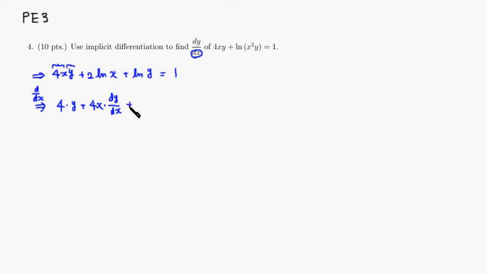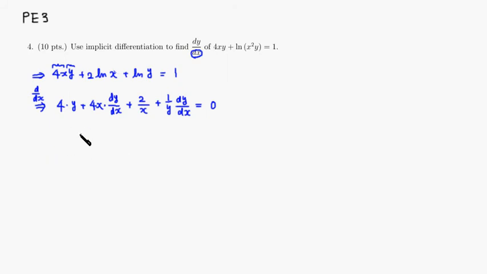Plus the 2, so it's 2, and the derivative of natural log of x is 1 over x, so we can write it as 2 over x. And the derivative of natural log of y is 1 over y, but we're taking a derivative with respect to x, so we have to multiply by dy over dx. Then the derivative of 1, since it's a constant, is 0.